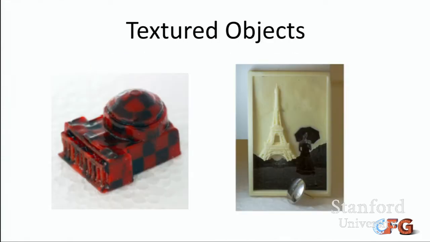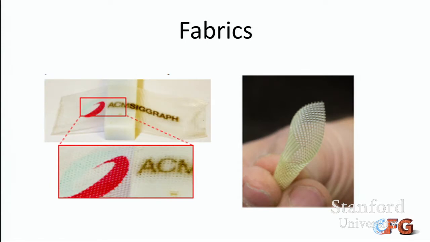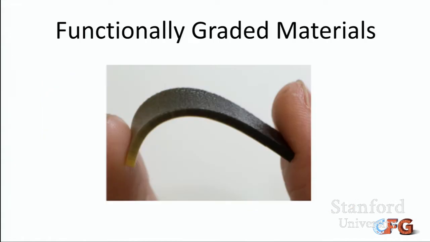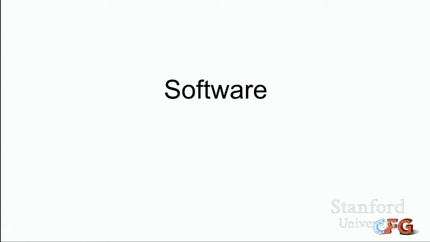We can print textured objects, different types of fabric structures with, again, combining different materials and maybe with different colors. Functionally graded materials, for example, a material where you change elasticity from something that's very rigid to something that's very elastic. So in general, we have a way of expanding the range of 3D printing by combining all of these technologies. I would like to focus more on software in this talk. So let's look at that.